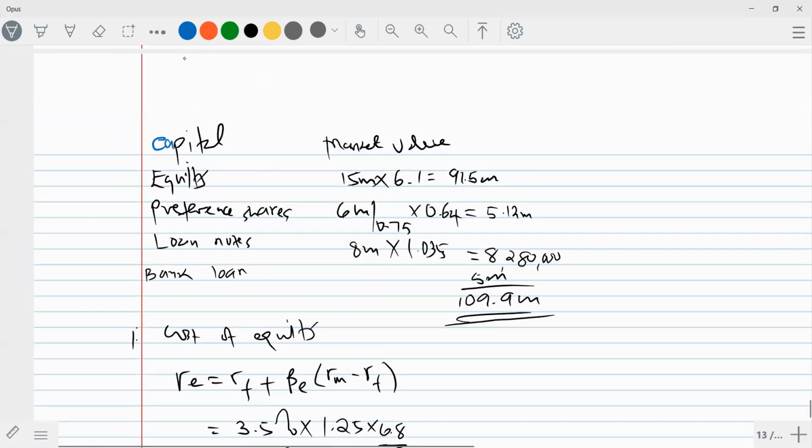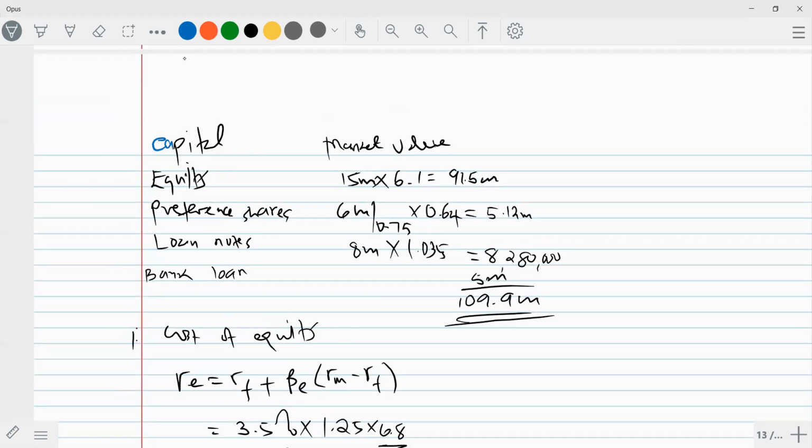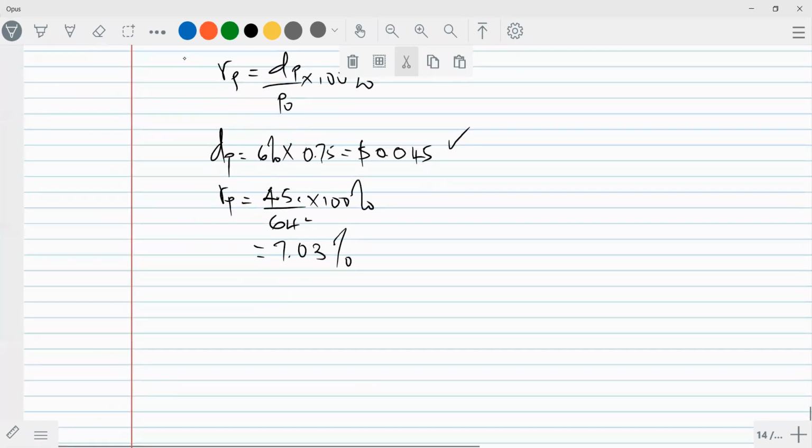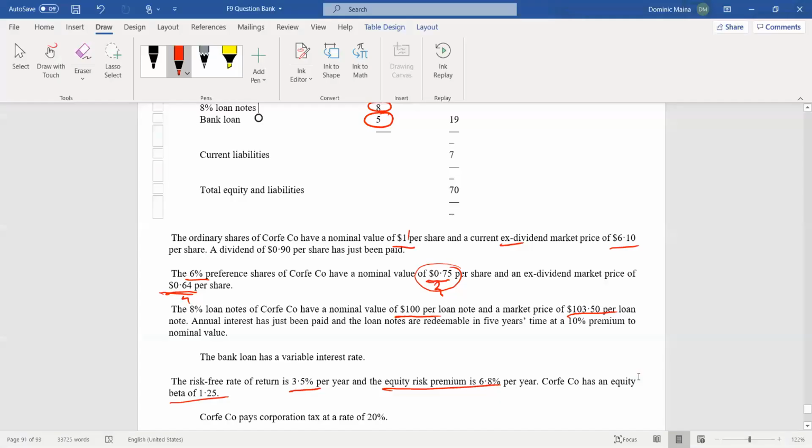Having done that, next we get the cost of the notes, the cost of the bank notes. So you're done with equity and preference share. Now you can do the cost of the notes. We need to understand what type of note we are dealing with.